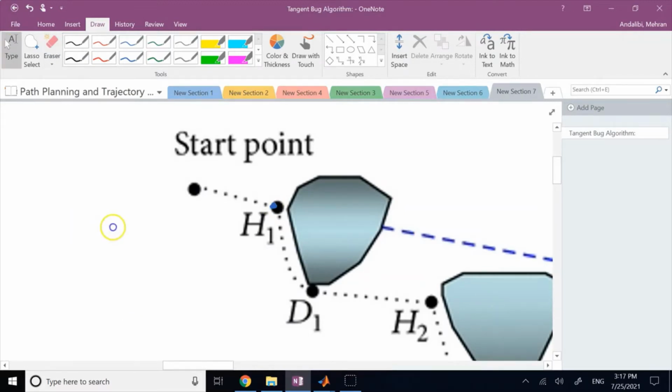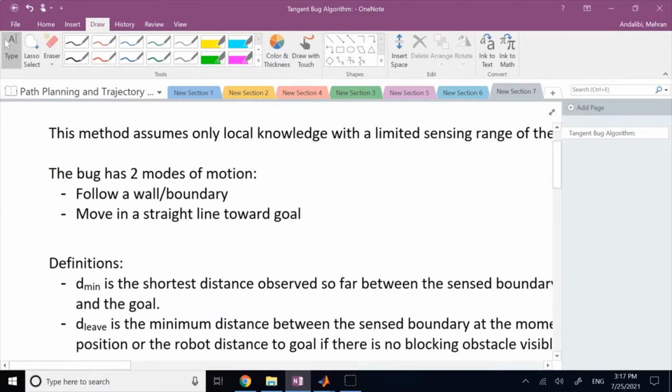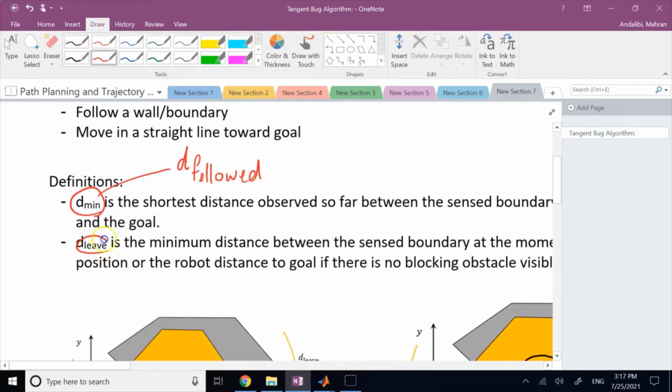So to explain that for you, I need to define two distances. One is called d minimum, the other one is called d leave. In some other literature, you might see d minimum also shown as d followed, and d leave also shown as d reach. So if you see these two other notations for these two parameters, they are the same thing. Okay, now what are these?